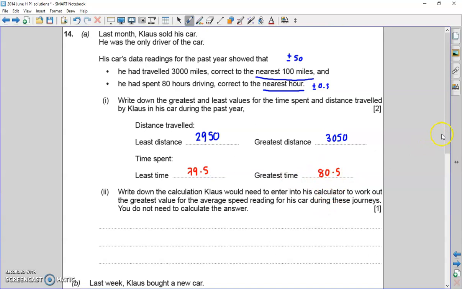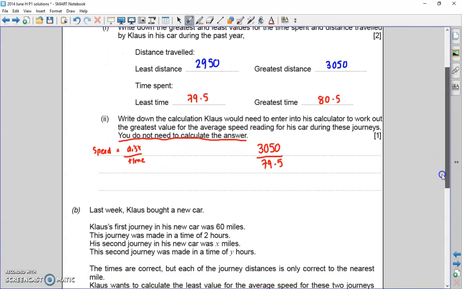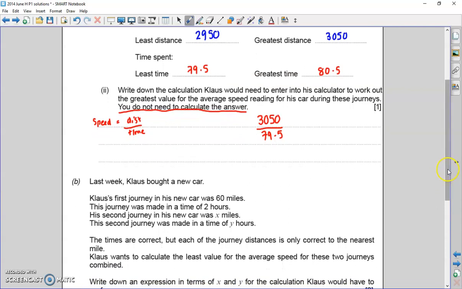We're working decimal time. Okay, now then, that would be horrible maths to work with without a calculator, but it says you do not need to calculate on the next part. So not looking for an answer, just want to know what you would do. To give him the greatest average speed, now remember speed equals distance over time. To get a big answer for that, I want the biggest distance divided by the smallest time. So the calculation would be 3,050 divided by 79.5. We do not have to work that out. Okay, but to get the greatest speed, you would do the biggest distance divided by the smallest time.